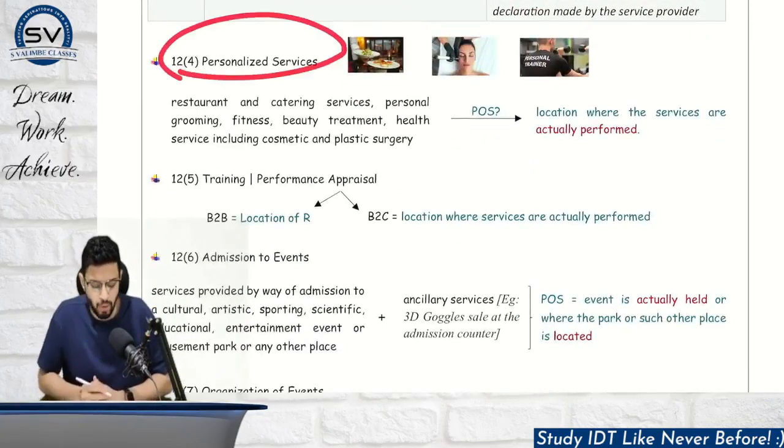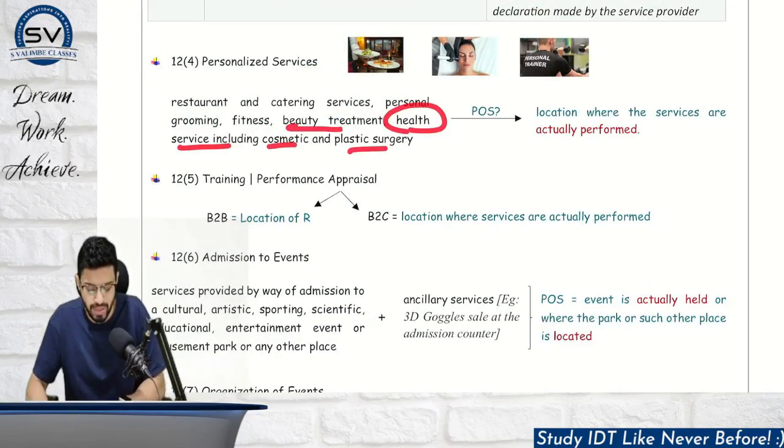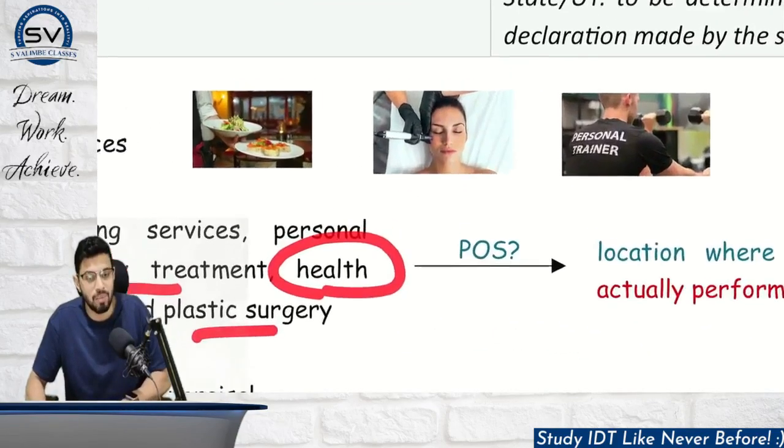Personalized services, for example restaurant, catering, personal grooming, fitness. This is 12.4. Beauty treatment, health services, including cosmetic and plastic surgery. If you try to look at these diagrams, it will help you remember things for the exam.